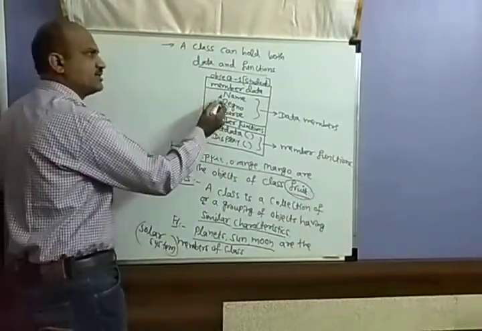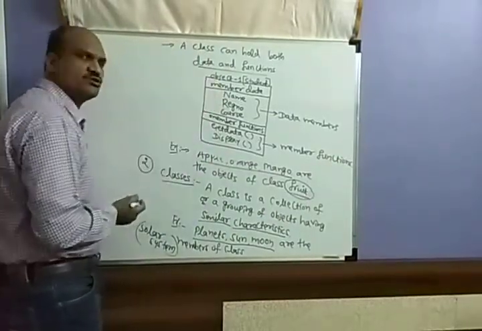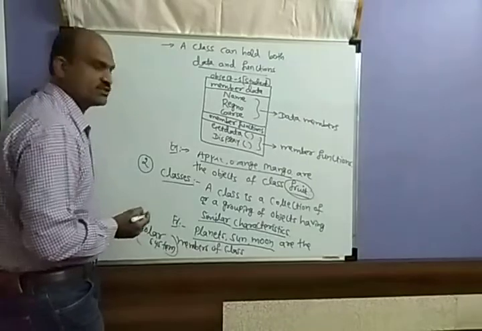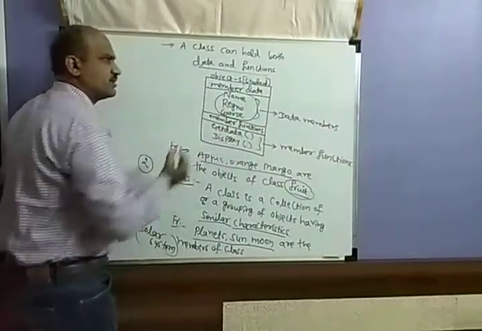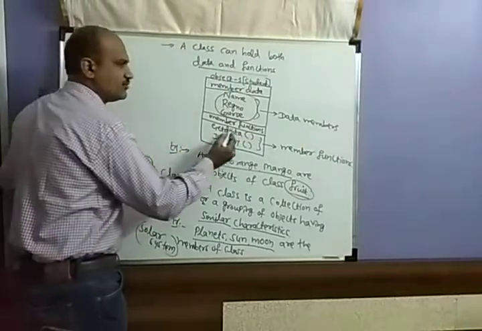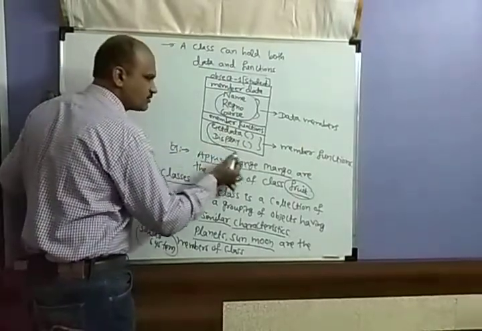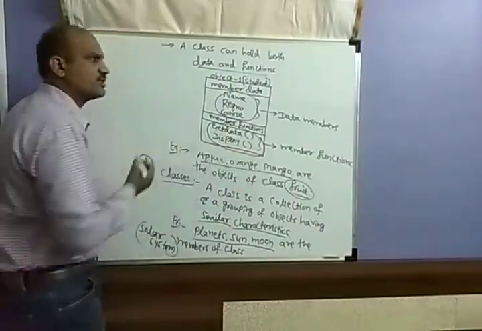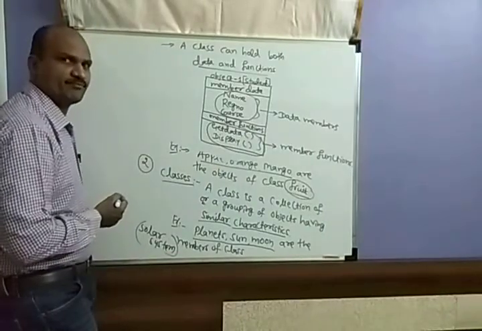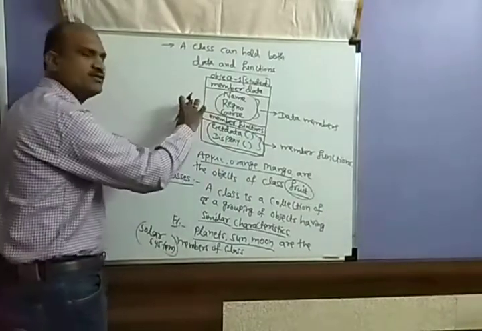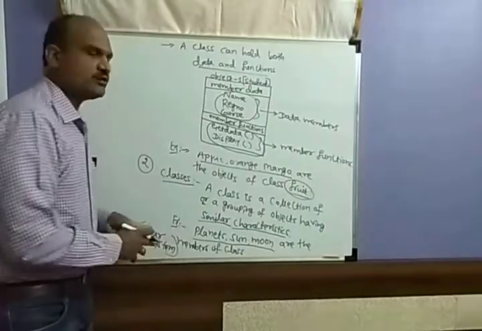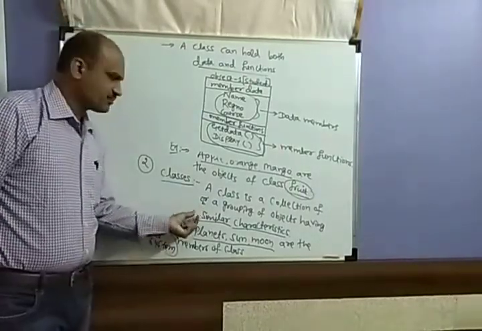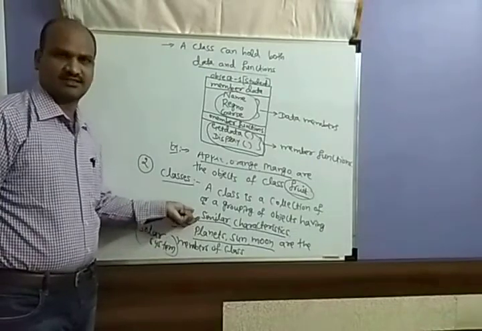So that is what they are telling. A class can hold both data and functions. So the data may be anything related to that particular object, and you can also create a number of functions for that particular member of the data. Okay. So this is what the class is. A class is a collection or a grouping of the objects having similar characteristics.